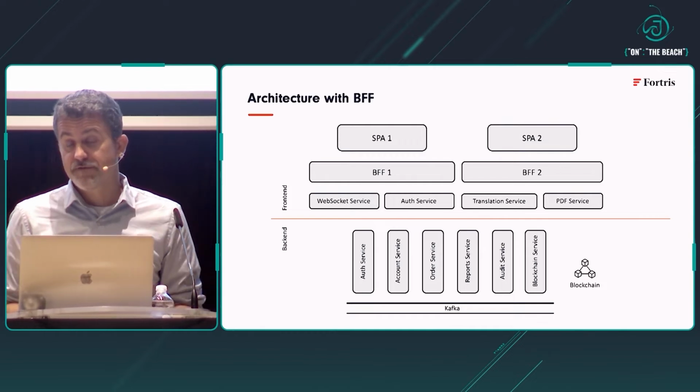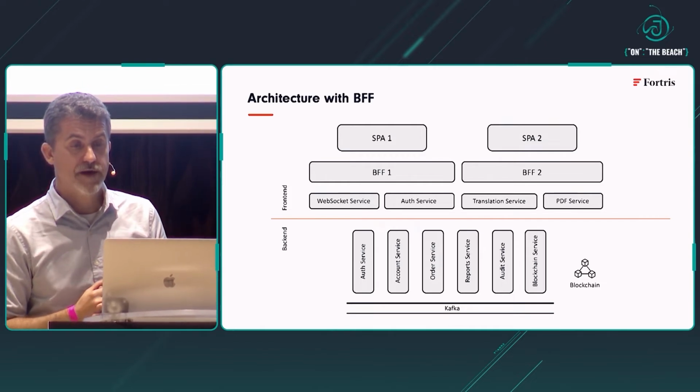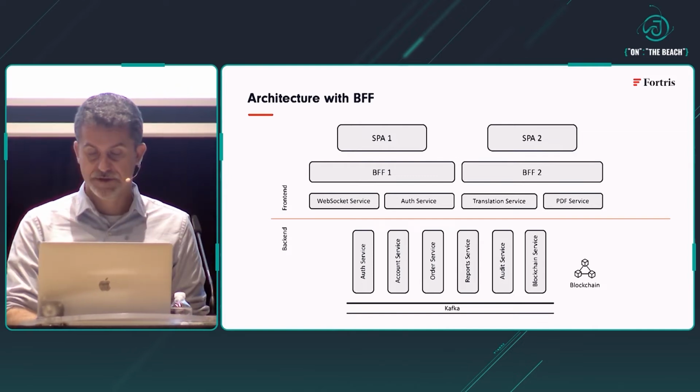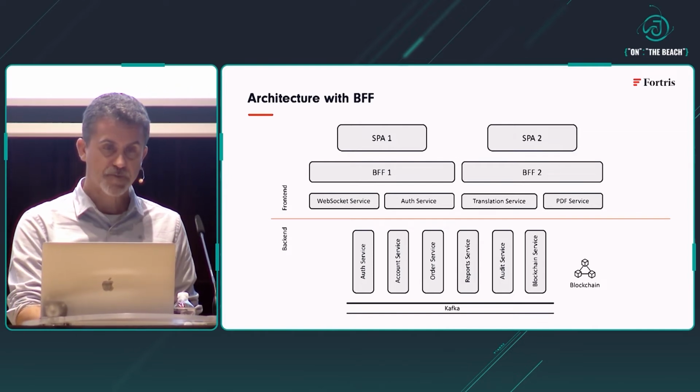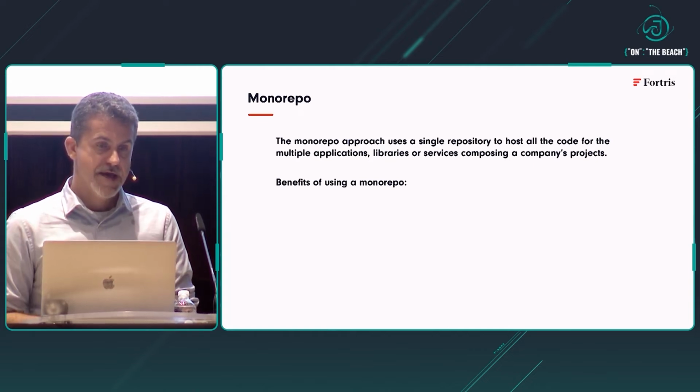Or the PDF service. Imagine we have to get some raw data from the backend and generate a PDF for that. We can have another microservice specific for that. So this is more or less the idea. This is backend for frontend.